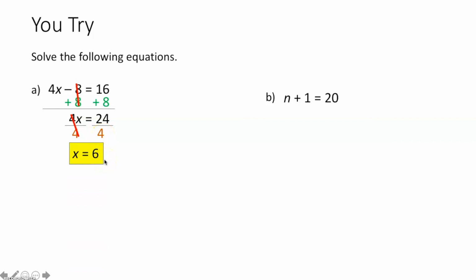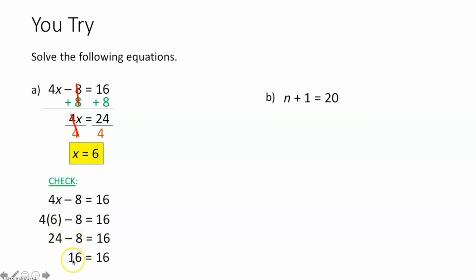Now again, this is our answer, and you can always check your answer. What you have to do is take the number that you got and plug it back into that original equation. And now I can just use the order of operations to simplify this and see if I get 16. Parentheses, yes, but there's nothing to do inside the parentheses. What about exponents? No. Multiplication or division? Yes. You multiply 4 times 6, you get 24. Then addition or subtraction, 24 minus 8 is going to give me 16. And yes, 16 equals 16, therefore we got the right answer.